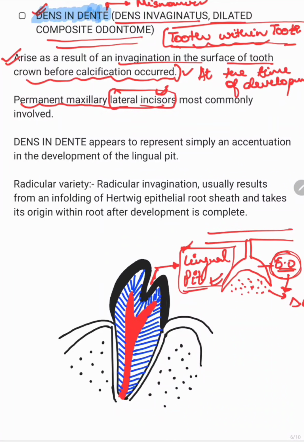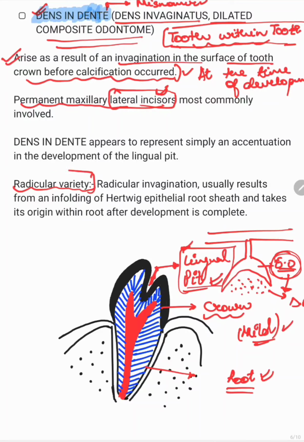This is formed due to invagination in the crown portion of the tooth, right? It occurs only in mild forms. But in severe cases, what happens? This deepening or invagination can involve the root portion of the tooth also. In that case, that would be the radicular variety of the dens in dente, in which the root portion of the tooth is also involved, right?